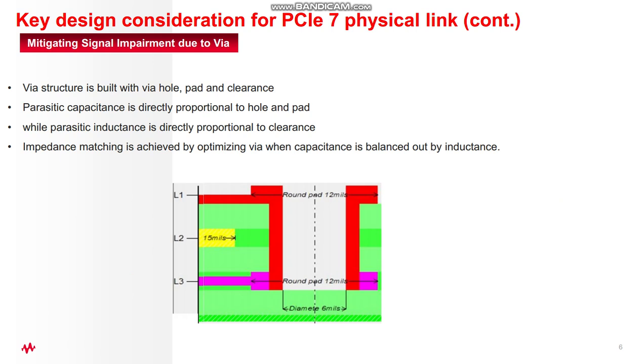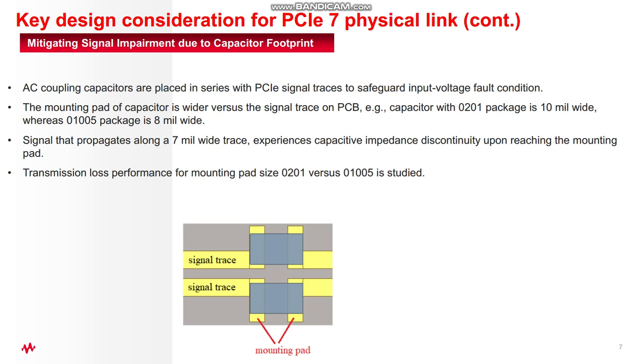Next, mitigating the signal impairment due to via. Via structure is built with via hole, pad, and clearance. Parasitic capacitance is directly proportional to the hole and pad, whereas the parasitic inductance is directly proportional to the clearance. Impedance matching is achieved by optimizing the via when capacitance is balanced out by the inductance.